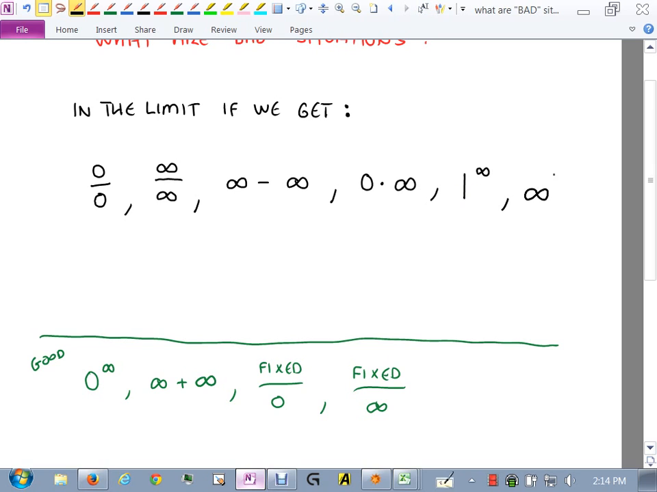Anything else? How about infinity to the 0? What does anything raised to the 0 want to become? 1, but infinity wants to become infinity. So that would be a bad situation. Can you think of anything else? 0 to the 0 would be a bad situation. For the same principle, anything to the 0 wants to become a 1, but 0 to any power should be 0, so who wins? Anything else?